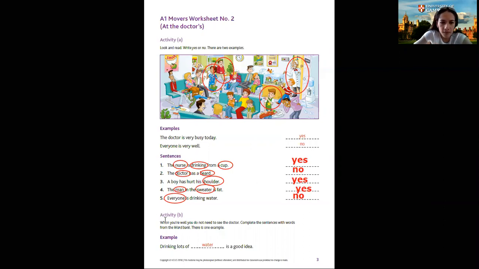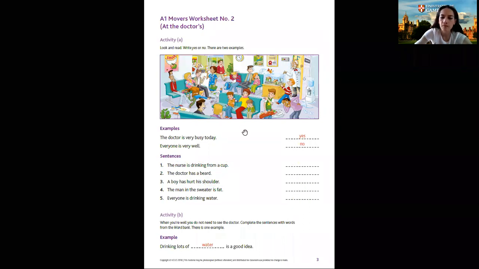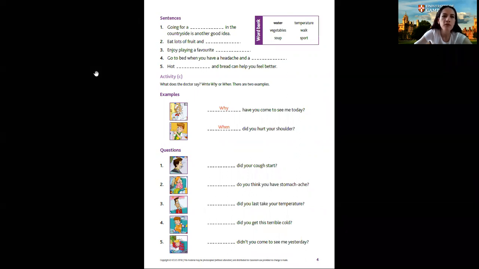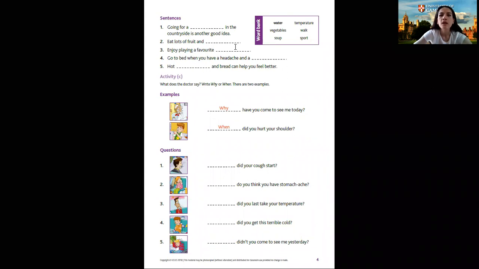Let's do activity B. When you are well, you do not need to see the doctor. Complete the sentences with words from the word bank. There is one example. Drinking lots of water is a good idea. Okay, so let's go to the next page. Okay, the word bank is this one. So first I am going to read the sentences and then we have to check.